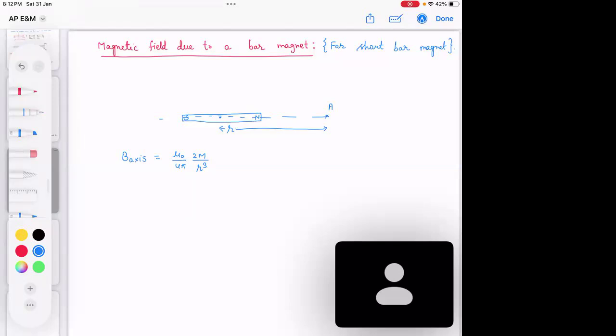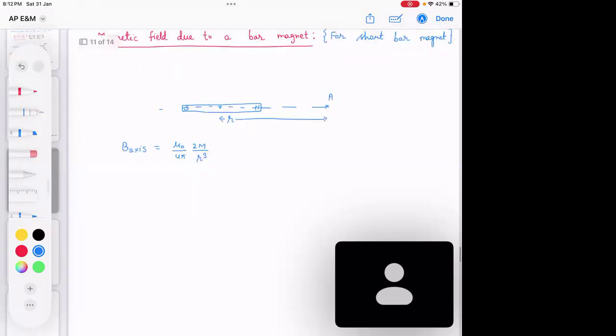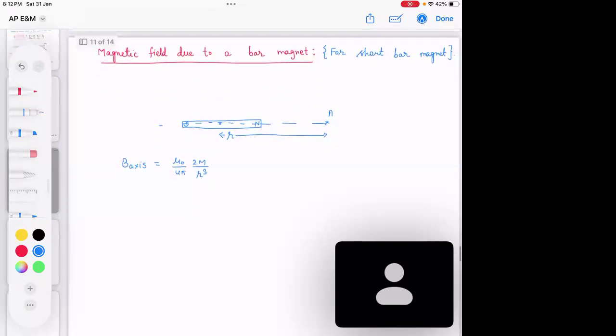And if you write the direction, the direction of the magnetic field on the axial point is in the direction of the bar magnet as well. Direction of the bar magnet or magnetic moment, you can say that, because this is the direction of the magnetic dipole. So if you write it in vector form, you can put the vector sign here.